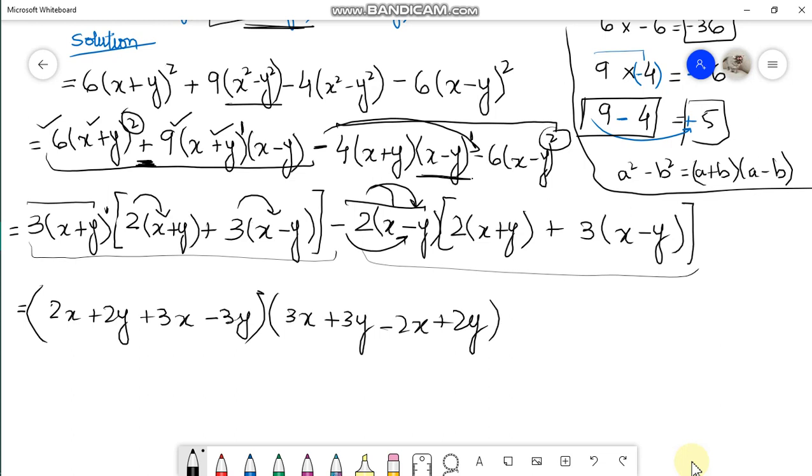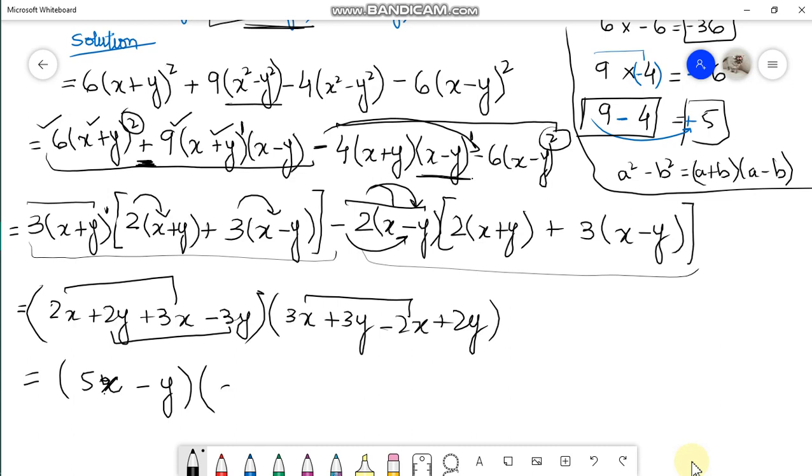x will be solved with the terms of x and y will be solved with the terms of y. So 2x plus 3x will give you 5x, and 2y minus 3y will give you minus y, because positive 2 and negative 3 will give you minus 1. Now it's the turn for this: 3x minus 2x will give you positive x, and positive 3y plus positive 2y will give you positive 5y. This is the final answer.